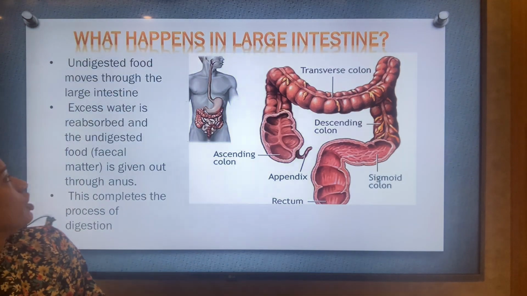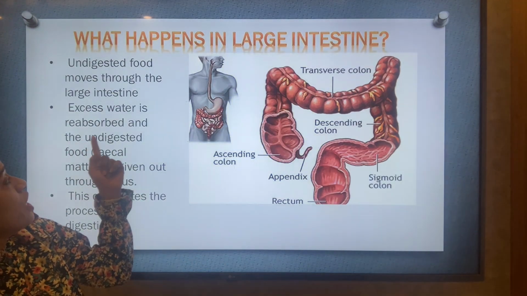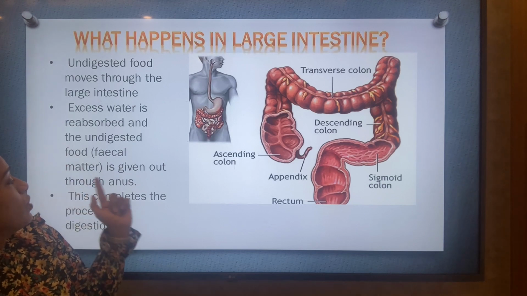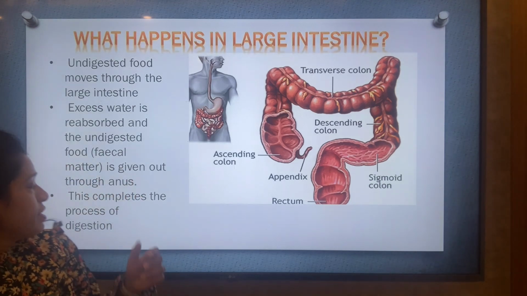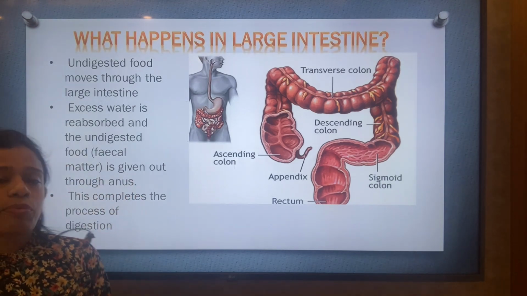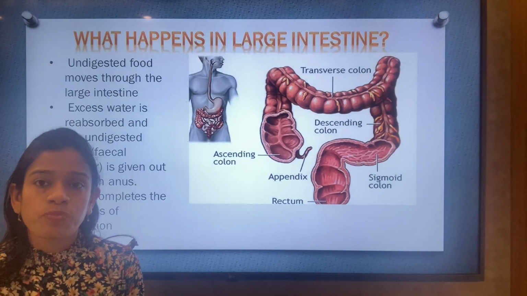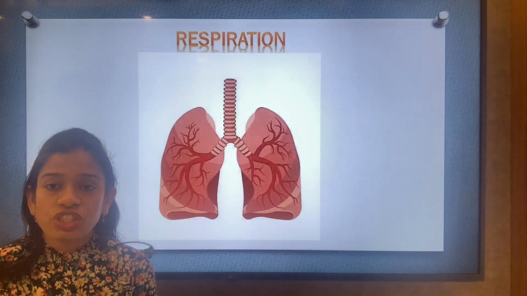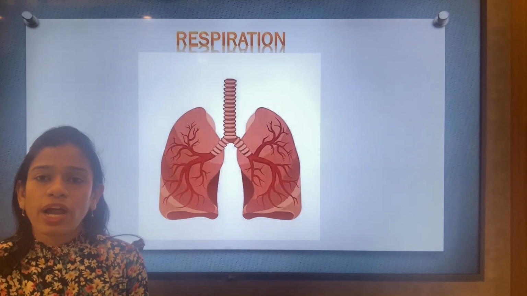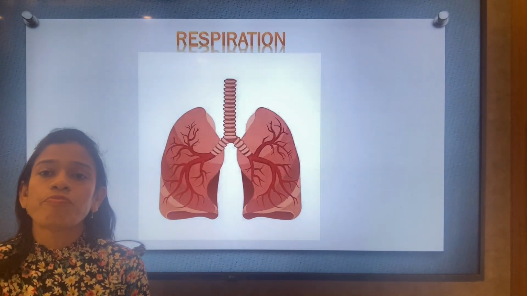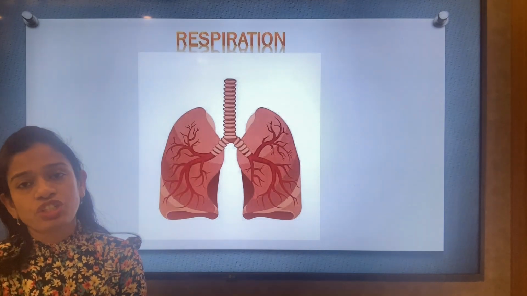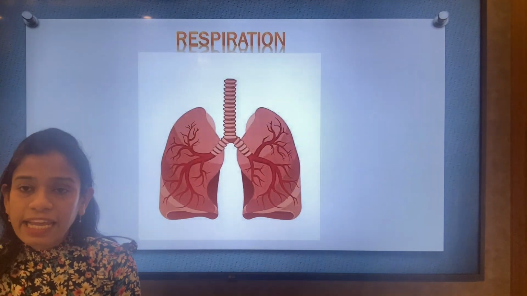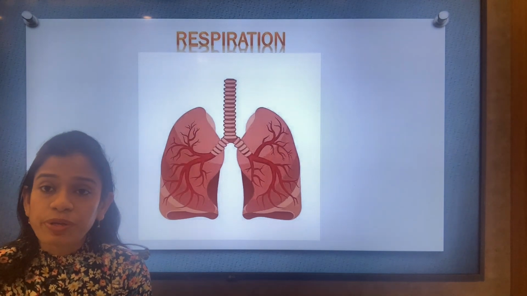process of egestion. So excess water is reabsorbed and the undigested food is given out through the anus, and this completes the process of digestion. So this completes the process of digestion and also helps us to understand one of the important life processes, that is digestion. Let's move on to the second life process, that is respiration.